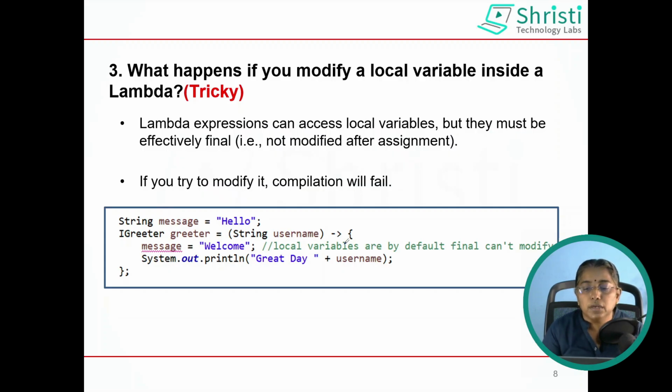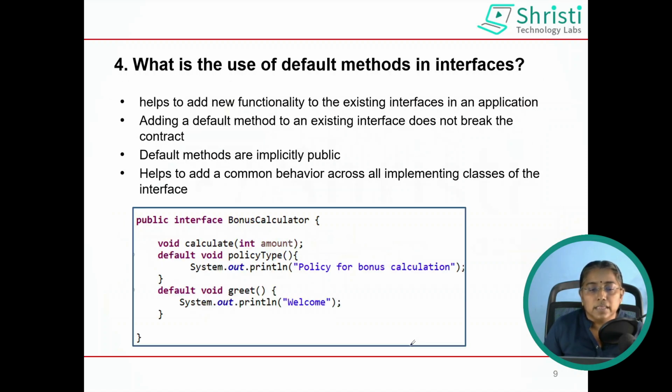What happens if you modify a local variable inside Lambda? This is a tricky question. Lambda expressions can be implemented in the same place where you are calling it. This lambda expression will be written within a method. Suppose you are having a local variable within a method, and if you are trying to modify the value, what will happen? This will give a compiler error. Why? Because local variables used inside a lambda are effectively final. If you are trying to modify such a variable, it will throw a compiler error. You can't modify.